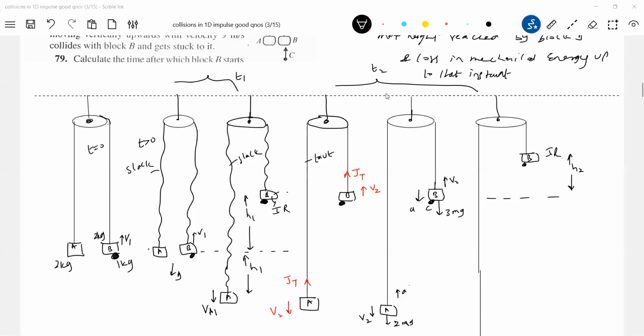It was an instantaneous rest. Impulse will act and it will acquire velocity v2 and it will ascend. Then impulse will happen. Once it acquires v2, then it's a laws of motion problem.